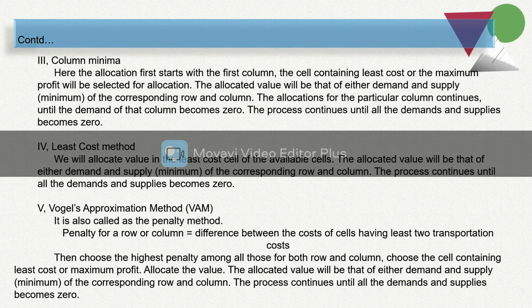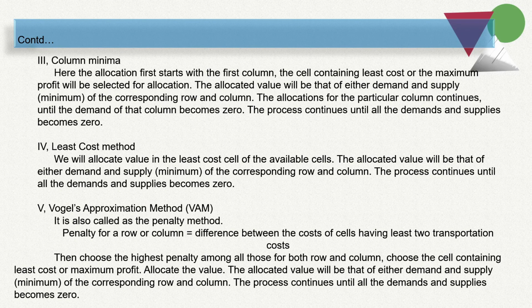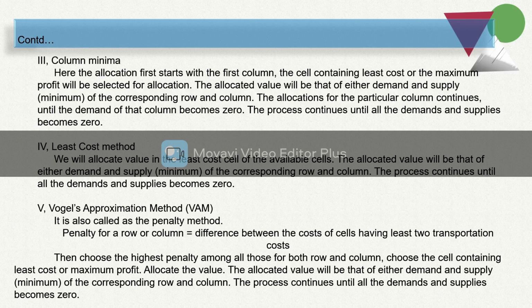Then moving to the fourth method, it is least cost method. We will allocate value in the least cost cell of the available cells. The allocated value will be that of either demand and supply of the corresponding row and column, and this should be minimum. The process continues until all the demands and supplies becomes 0.